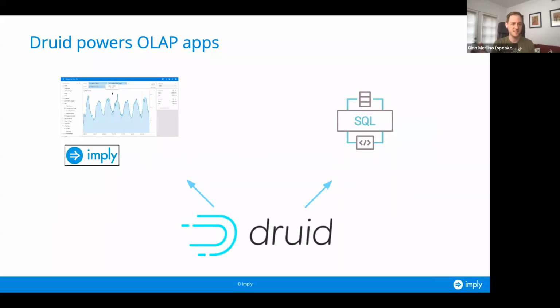Why do you want to do that? Why would you want to add numbers up really, really quickly? Well, the main reason is because you are looking to power online analytical applications, also known as OLAP applications.